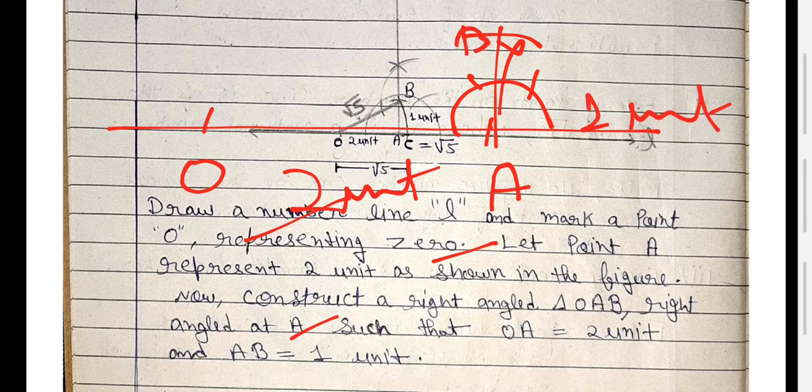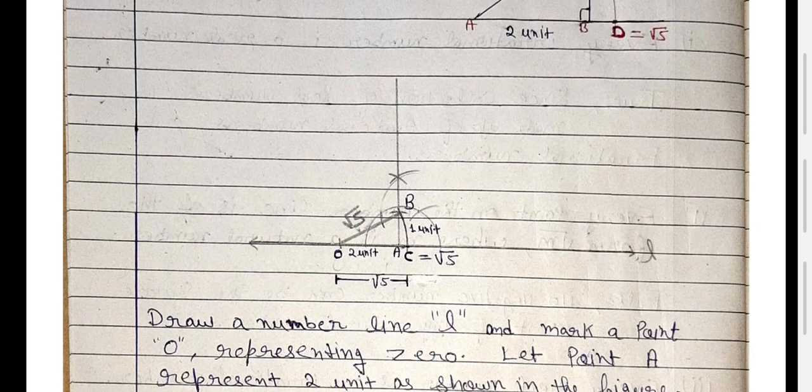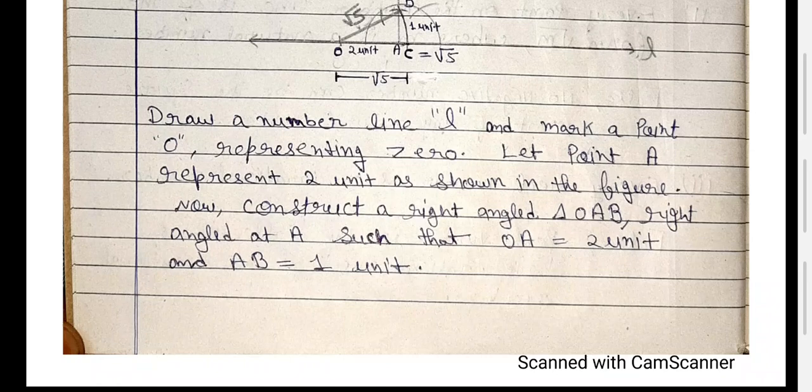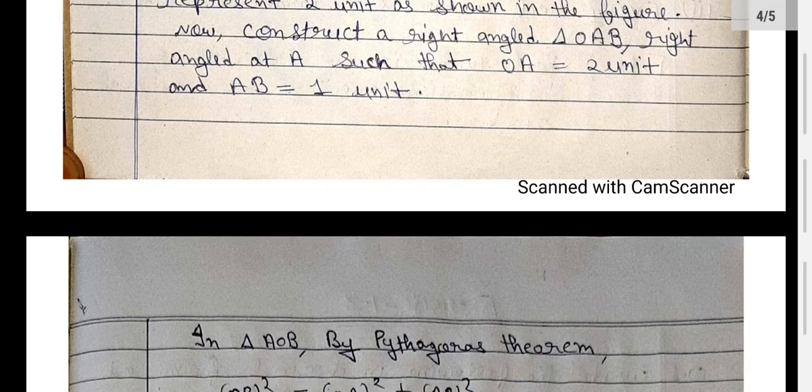So what do you do? You draw a number line L, mark a point O here and mark a point A here as 2 units. At point A you make a 90-degree angle, and from this you cut 1 unit, which intersects that line at point B. Now you join OB, then OB represents root 5 by Pythagoras theorem. All things are present here. Now they are writing: construct a right angle triangle OAB, right angle at A, such that OA is equal to 2 units and AB is equal to 1 unit.